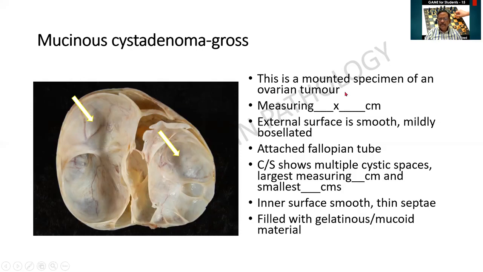So it is a mounted specimen of an ovarian tumor. It measures so many centimeters. The external surface is bosselated because multiple cystic spaces are there. There is an attached fallopian tube, and the cut surface shows multiple cystic spaces. Largest measuring, maybe we can take this as the largest measuring so many centimeters, and the smallest measuring so many centimeters in diameter. The inner surface is smooth with thin septae, and the cysts are filled with gelatinous or mucoid material.